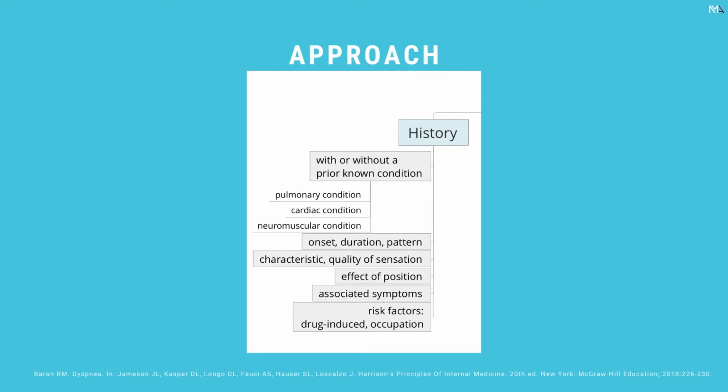Onset, duration, and pattern of dyspnea must be noted. Acute intermittent episodes can be seen in myocardial ischemia and bronchospasm. Chronic persistent dyspnea can be seen in COPD and interstitial lung disease.